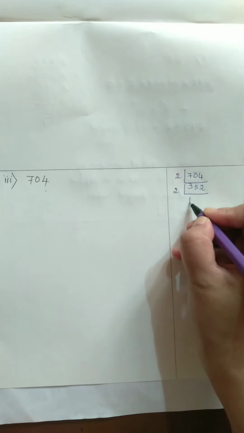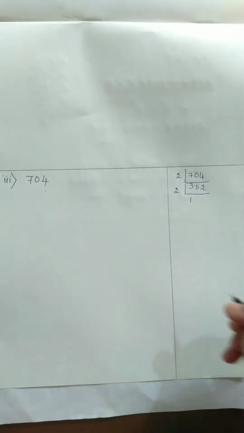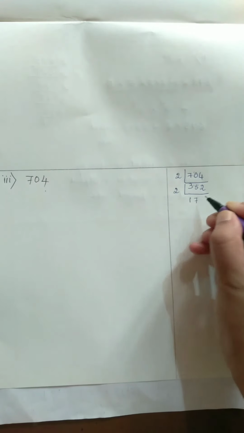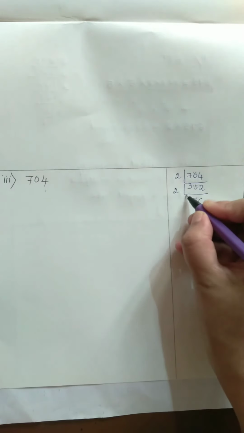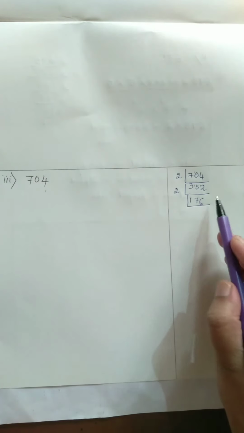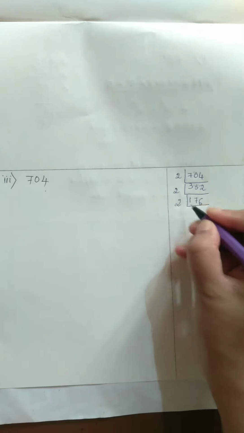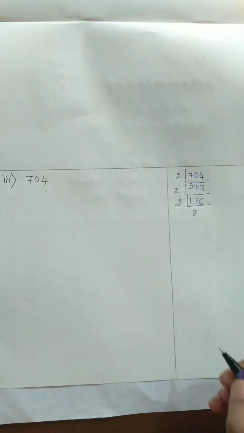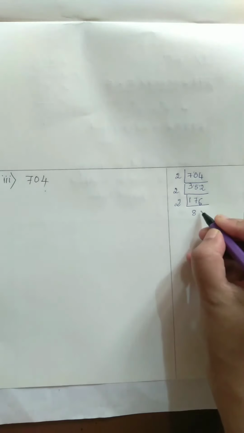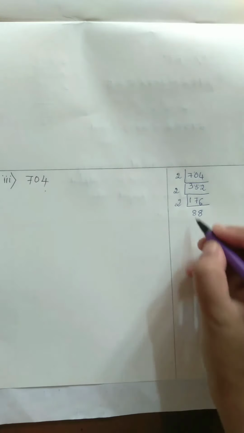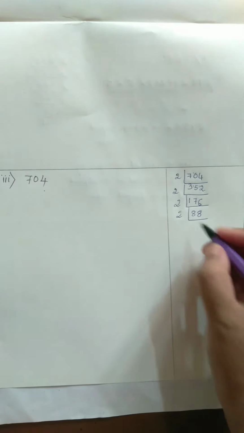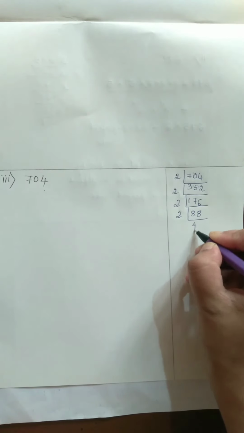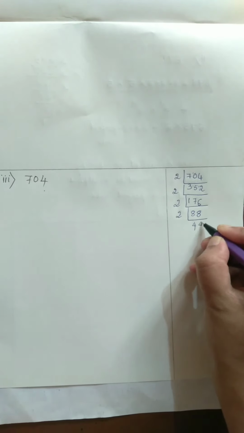2 1s are 2, 3 minus 2, 1 is remaining. So, 15, 2 7s are 14. 15 minus 14, again 1 is remaining. So, 2 6s are 12. So, we have 176. Next, 2 8s are 16, 17 minus 16, 1 is remaining, 2 8s are 16. Then 88, it goes by 2 again. Therefore, 2 4s are 8 and 2 4s are 8.